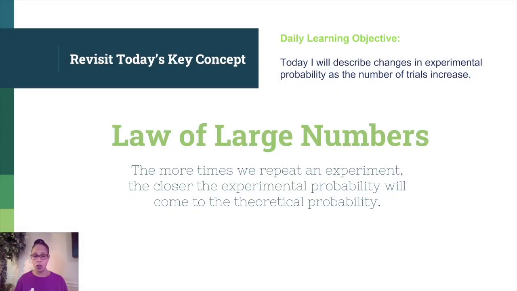So again, our learning objective for today was to describe changes in experimental probability as the number of trials increase. After today's lesson, you again were able to learn and apply the law of large numbers that tells us the more times we repeat an experiment, the closer the experimental probability will come to the theoretical probability.